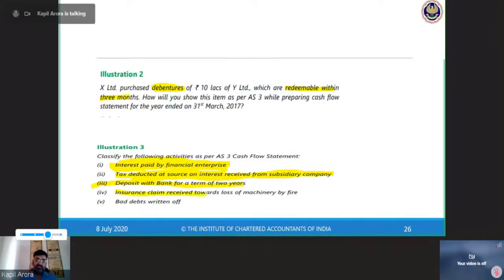Insurance claim received towards loss of machinery by fire.